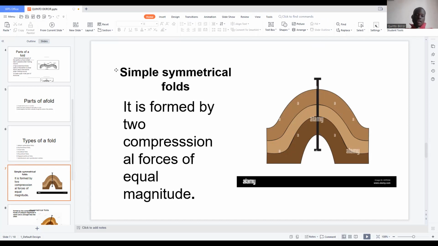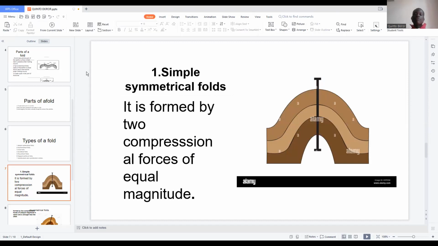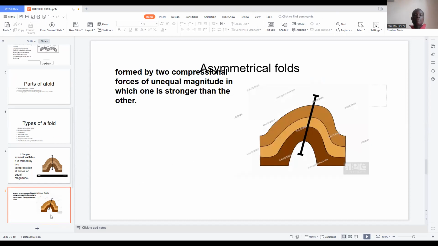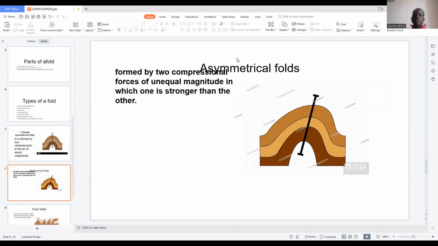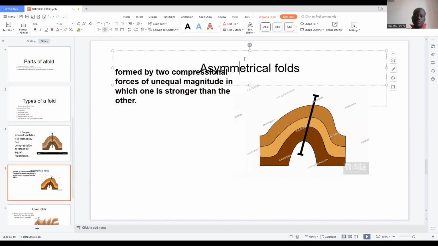Okay, this is our first type of fold. Let's see now the second type of fold, which is the asymmetric fold. Let's see what is meant by an asymmetric fold.